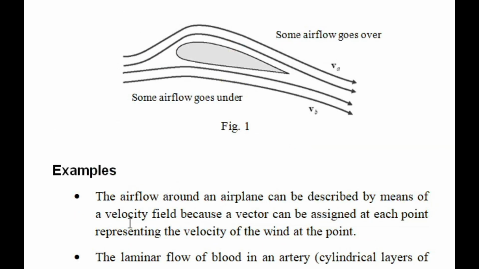You can see that the airflow around an airplane can be described by means of a velocity field, because a vector can be assigned at each point representing the velocity of the wind at that point. Okay, this is the situation. Some airflow goes under and some airflow goes over.